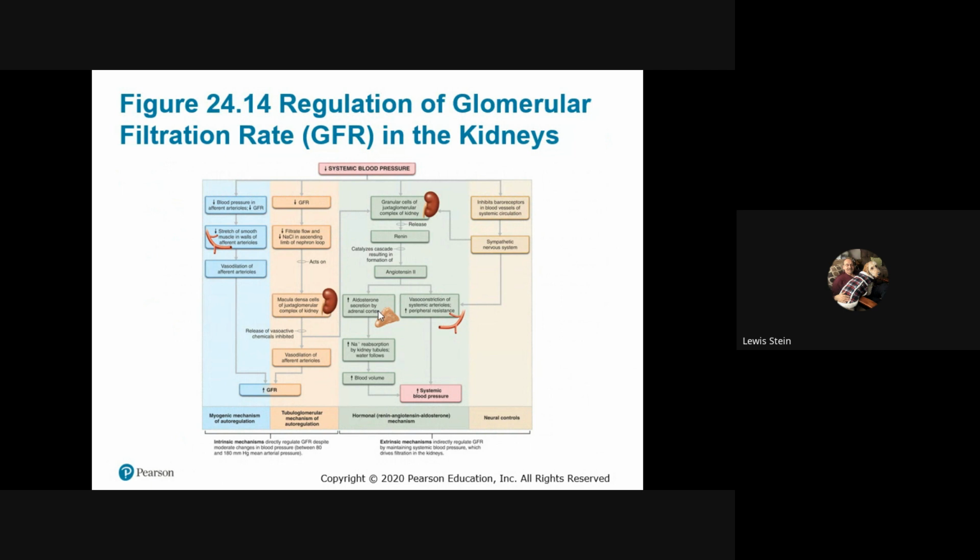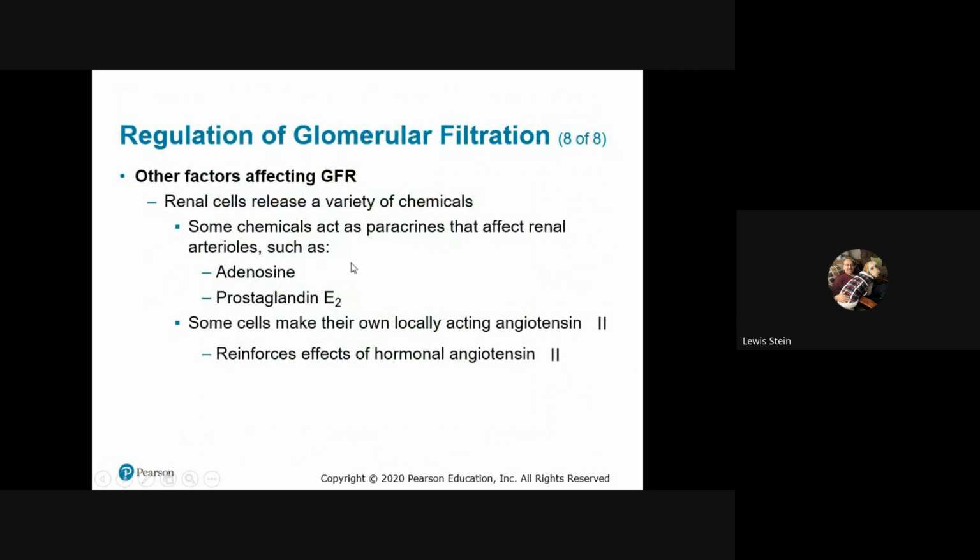I used to take an ACE inhibitor. They have a little more side effects. So there are variants with regard to it. So here you can see aldosterone from the adrenal cortex, sodium with water, increasing blood volume, vasoconstriction, thirst, antidiuretic hormone. Other things, adenosine and various kinds of prostaglandins, they work locally, and other things that occur.